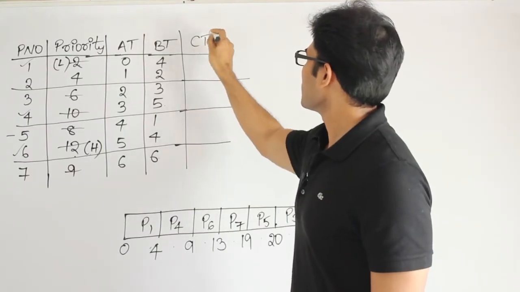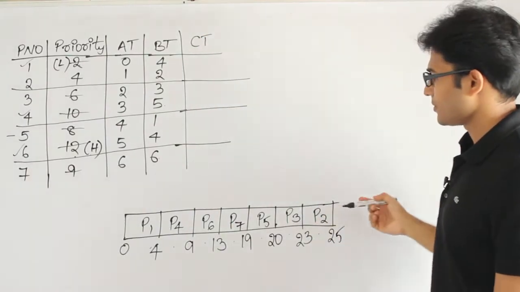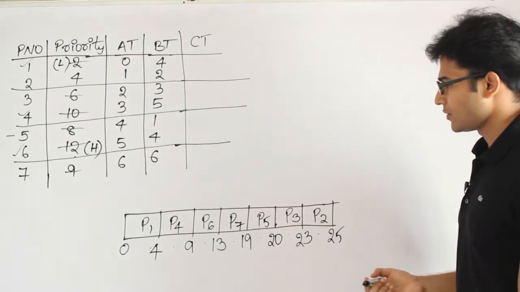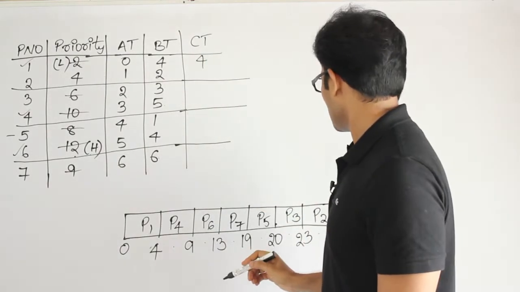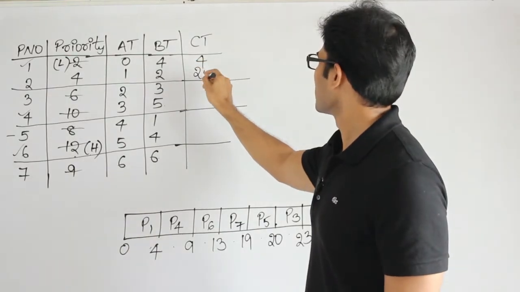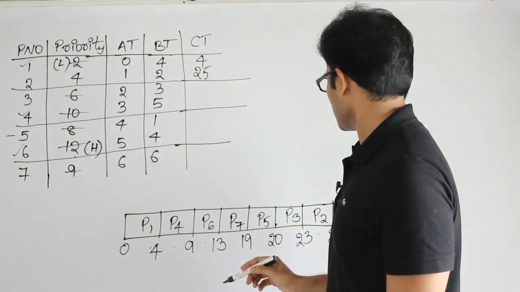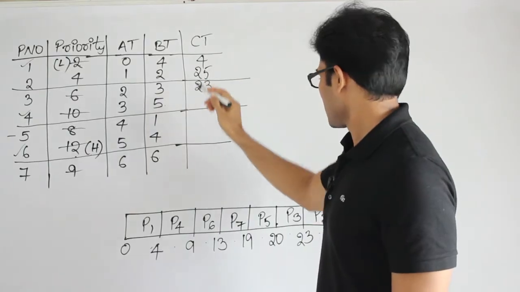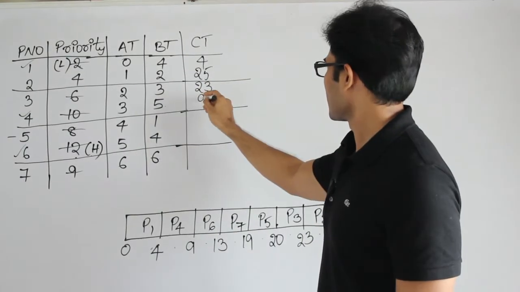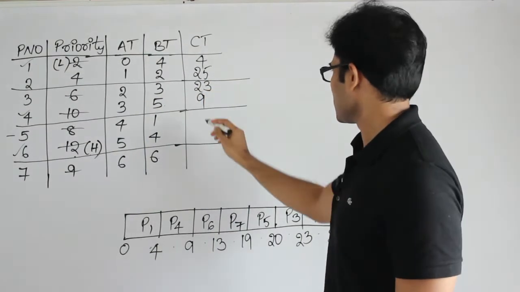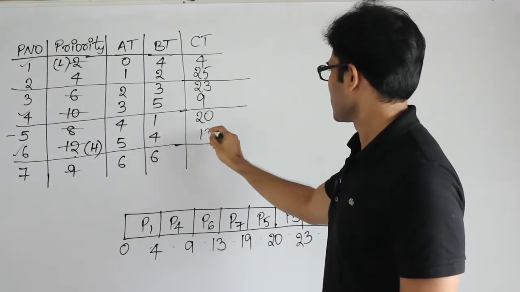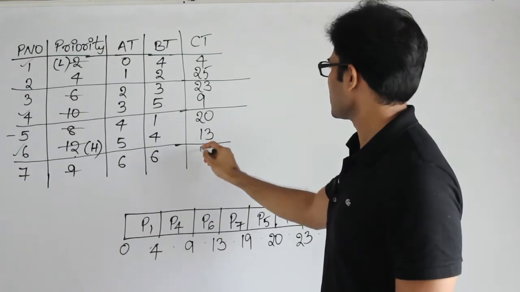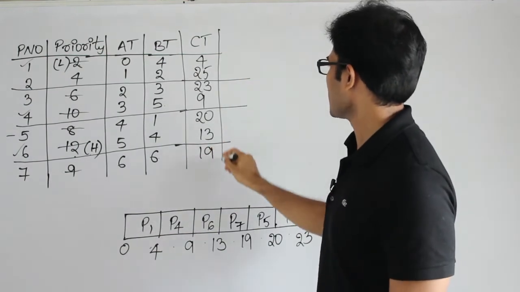What is the completion time of each one? So we know that completion time can be obtained by looking at each of them, right? The completion time of P1 is 4, P2 is 25, P3 is 23, P4 is 9, P5 is 20, P6 is 13 and P7 is 19. This is the completion time.